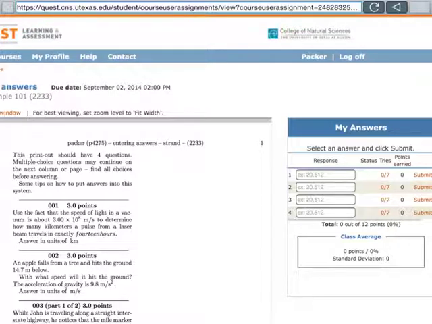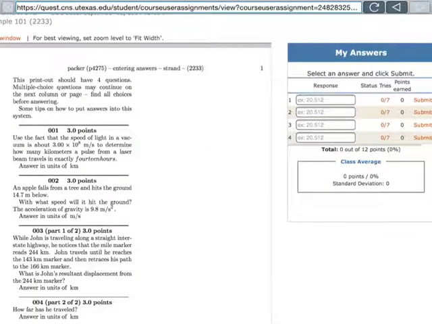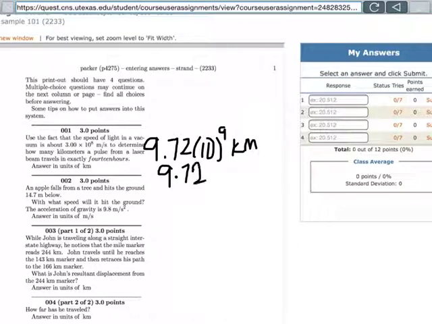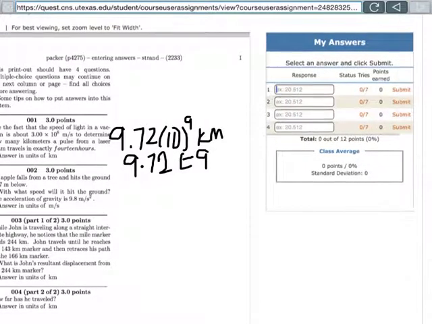And so on a separate sheet of paper, I've gone through these questions, and the big thing about this particular first question right here is that it has this 3 times 10 to the 8th. And so what do you do if you have really big or really small numbers and you need to use scientific notation? And so this particular answer comes out to be 9.72 times 10 to the 9th kilometers. And that can be written for calculator terms as 9.72 E9. And so we're going to try to enter that.